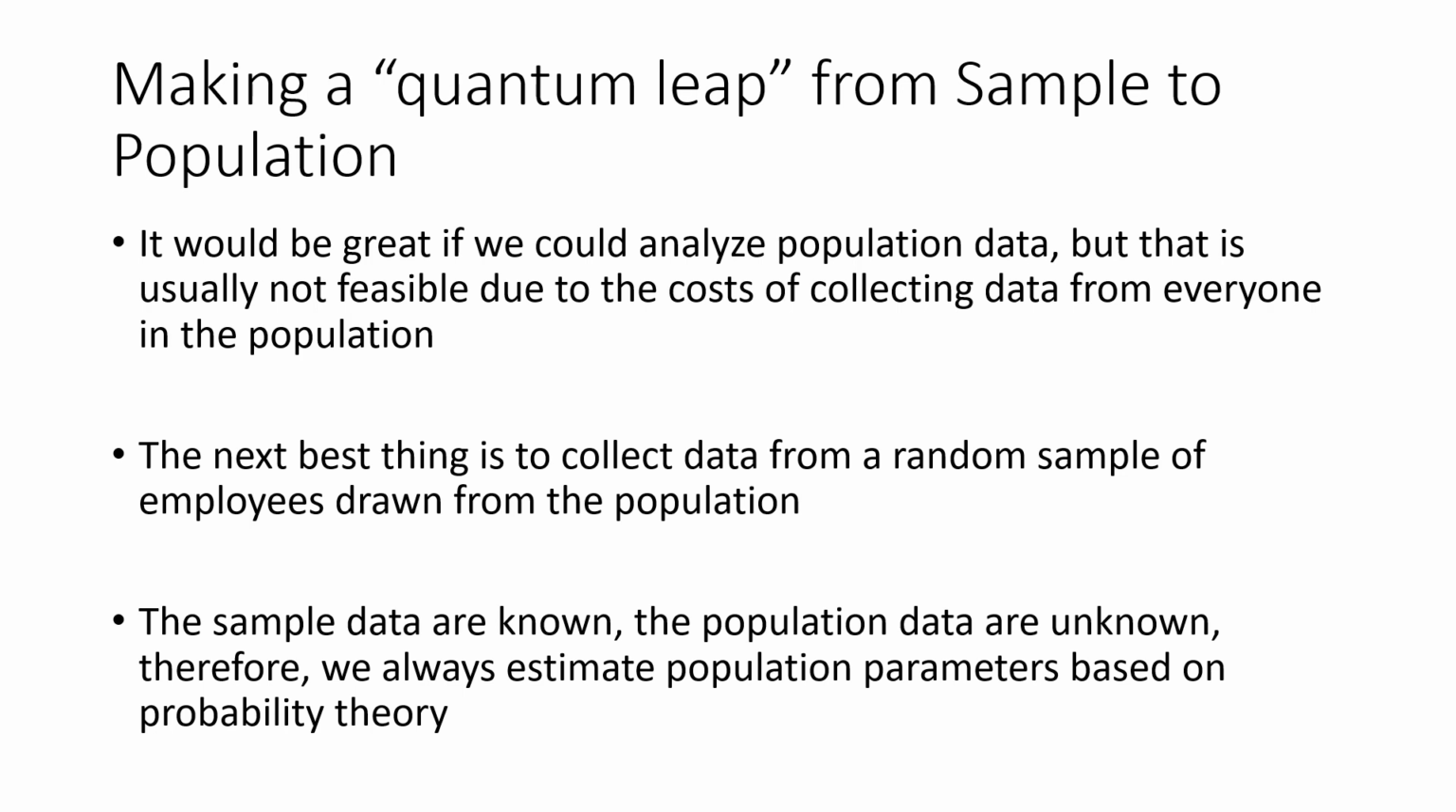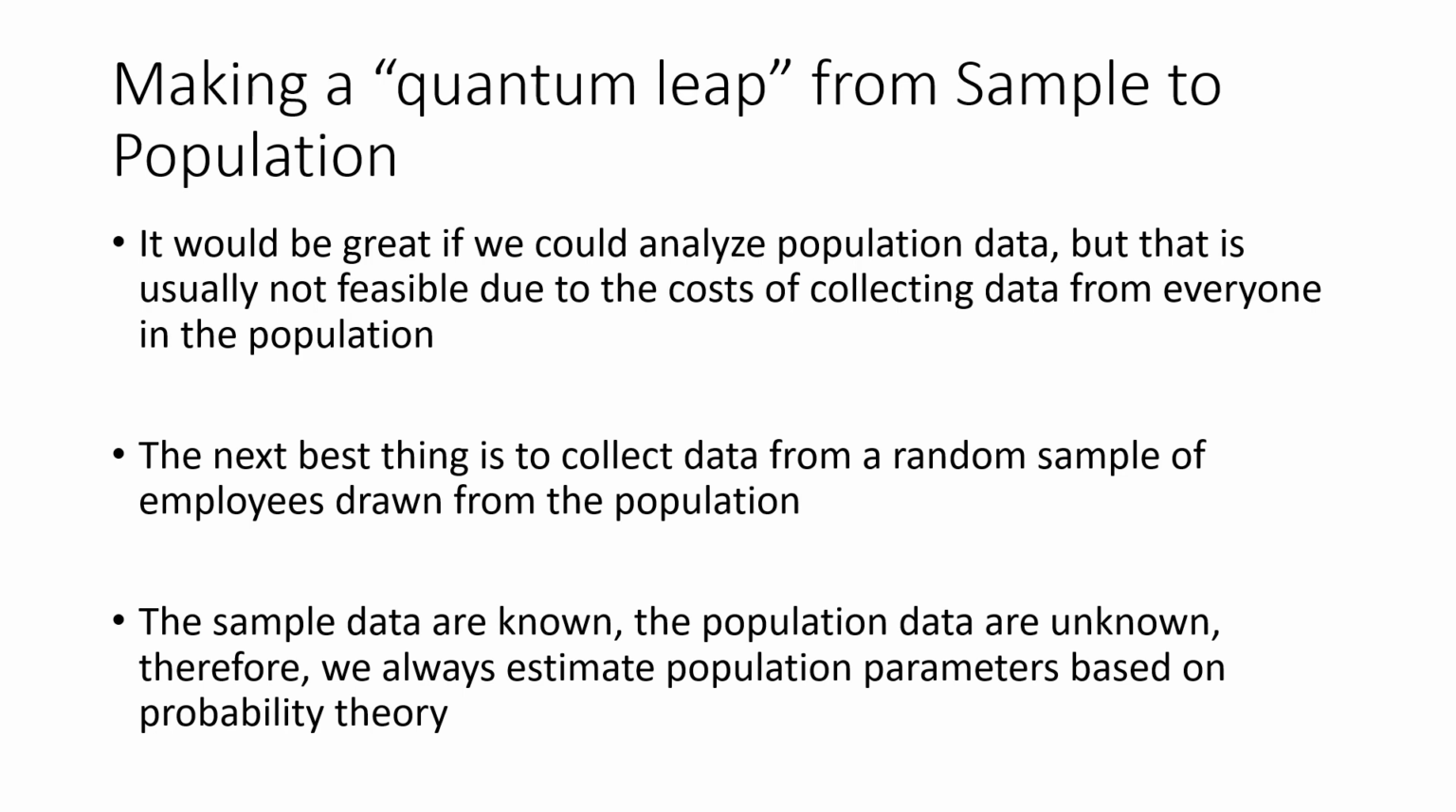This is especially true if your population is a country, for example. If your population is a company, it may be possible to get data from everyone, but even that is difficult to do because there will always be people who are reluctant to fill out surveys. So the next best thing is to collect data from a random sample of individuals drawn from that population. And remember, a random sample is defined as a sample where everyone in the population has an equal probability of selection into that sample, all right?